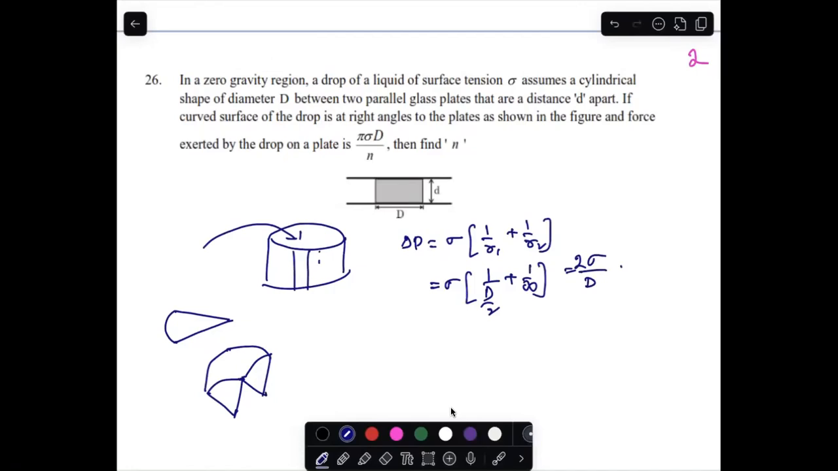But 2 sigma by D is the excess pressure. The force exerted by the drop on the plate is due to the excess pressure. I got the excess pressure, and what else do you require? Force is pressure into area, pi d square by 4. 2 sigma by D times pi d square by 4. D D cancel, 2 like this. Sigma pi d by 2. Answer is 2. Pathfinder question, a simple question. I told you that you will definitely have this question.